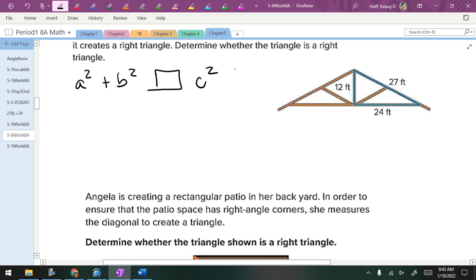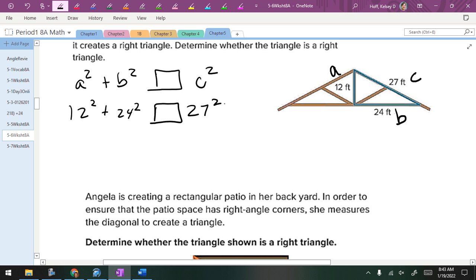Oh, that looks good. Okay, what'd you guys use for A? 12. And for B? 24. And C? 27. How do you know C is 27? It's the longest. It's the biggest number. So you should have had 12 squared plus 24 squared, box 27 squared.